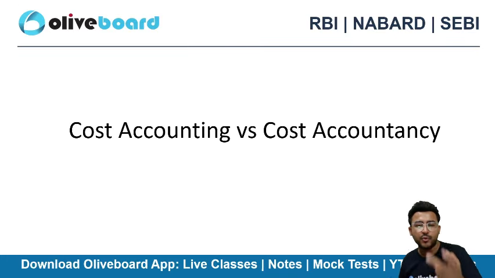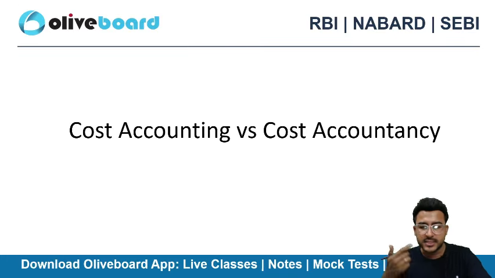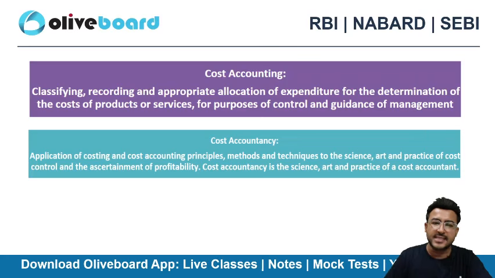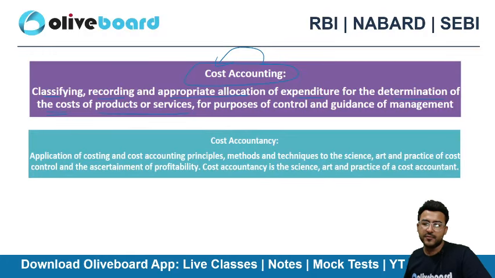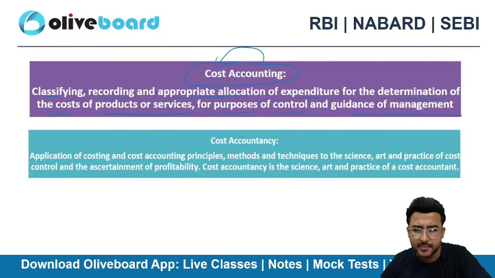Just like that, we have two related terms: cost accounting and cost accountancy. Cost accounting is nothing but classifying, recording, and appropriate allocation of expenditure for determining the cost of a product or services. We are doing accounting for our costing records for the purpose of control and guidance of management. That's cost accounting, simple.